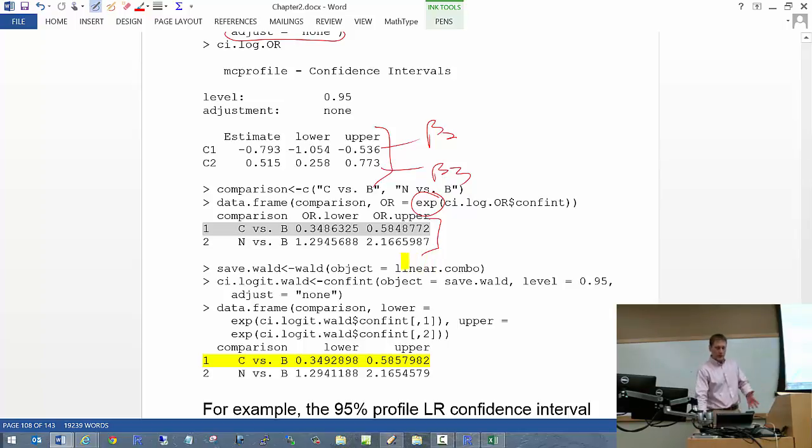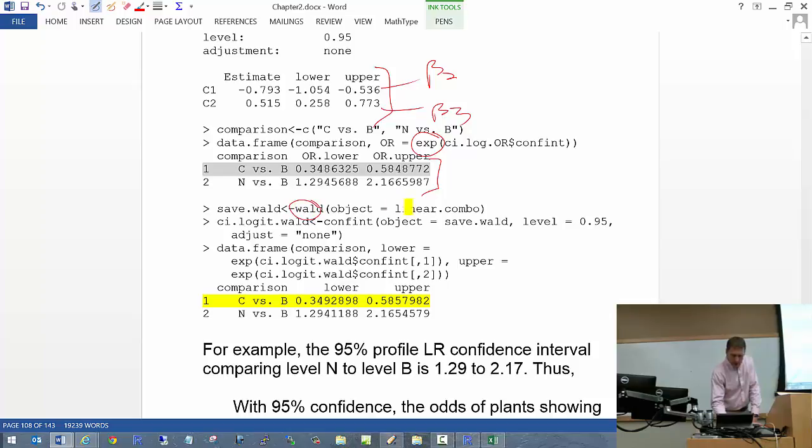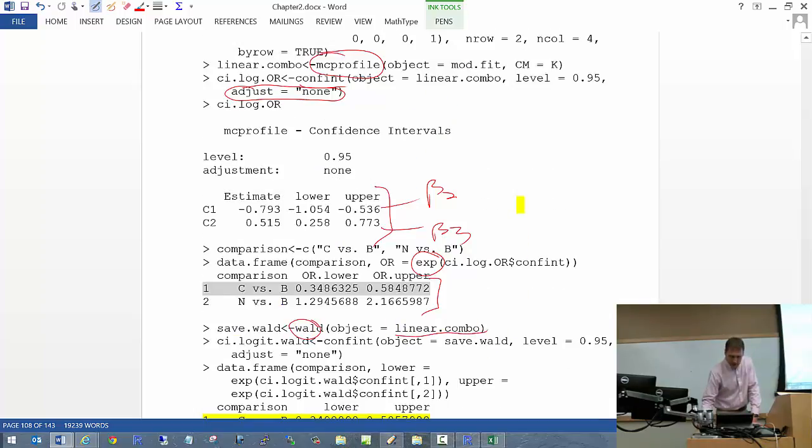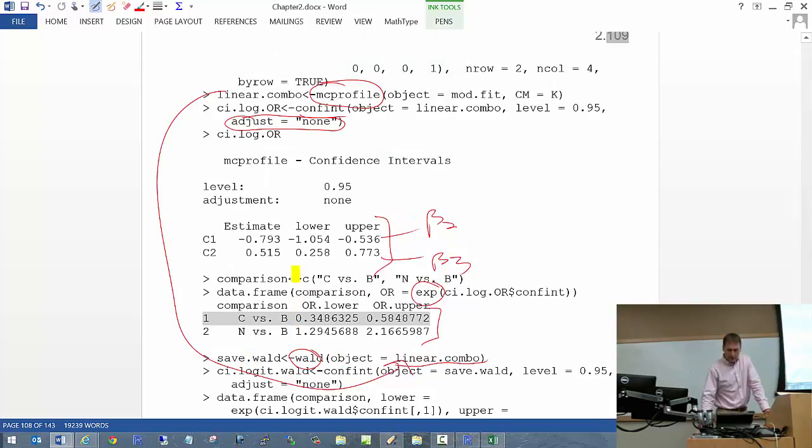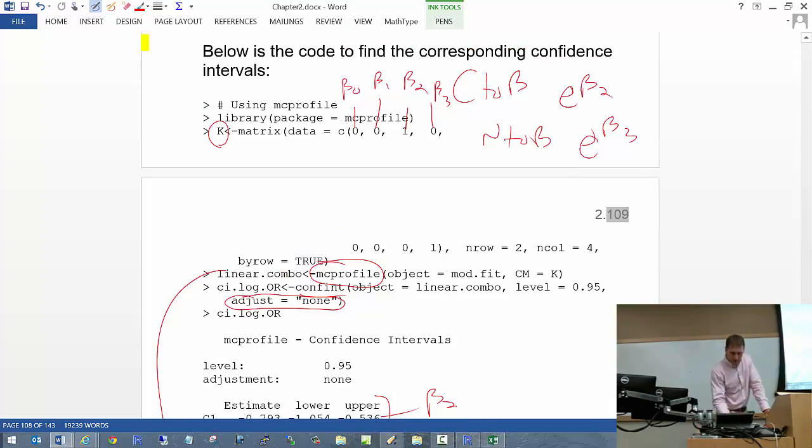To do the Wald intervals as we've done before, I can use the wald function now with that linear combination matrix that we had created above. And my Wald intervals are very similar. Again, the reason being is because, remember, we have 100 plants per combination of the controlling method and the infestation method. It's because of this stuff up here.